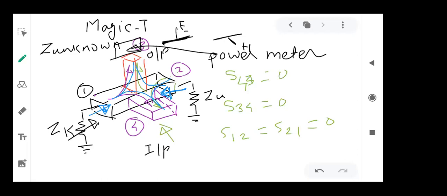Now at port number 3, we have connected a power meter. That power meter is going to show that some power is reaching port number 3. Now what we have to do is adjust this ZK in such a way that the power recorded by the power meter at port number 3 should be 0. So how is it going to happen? You are varying this ZK so that the power meter will show you 0.